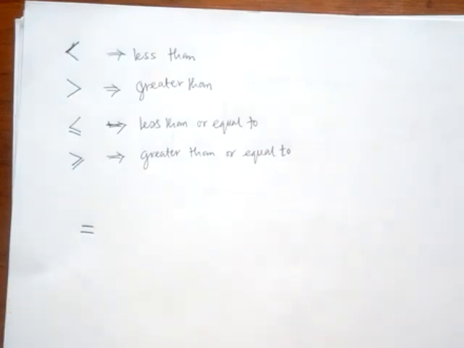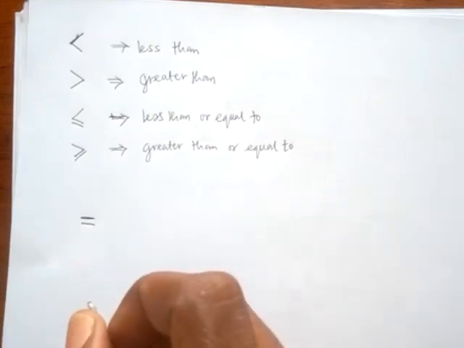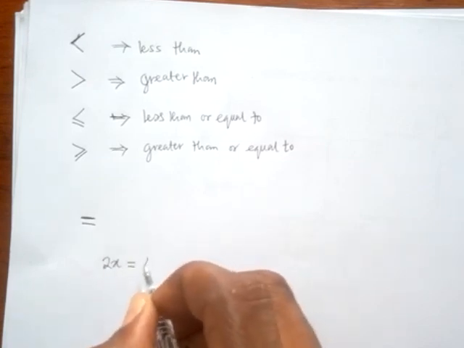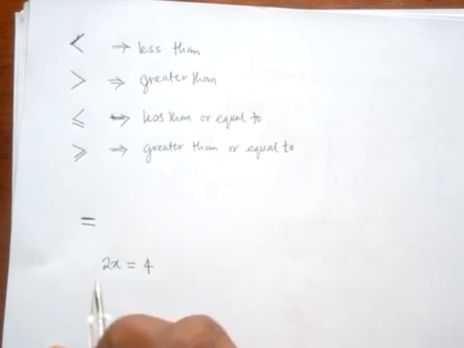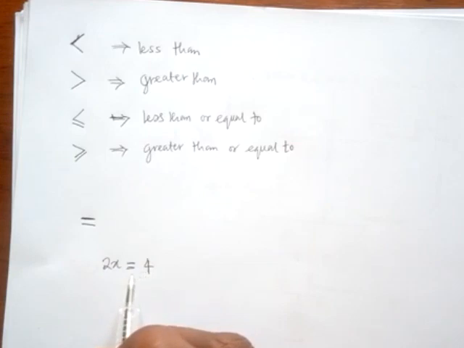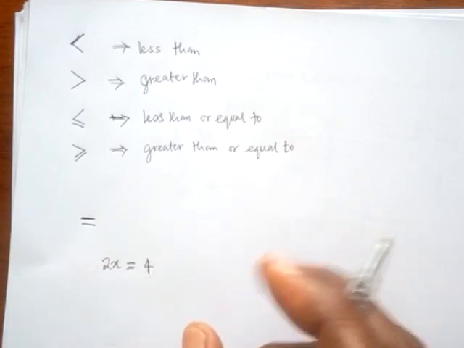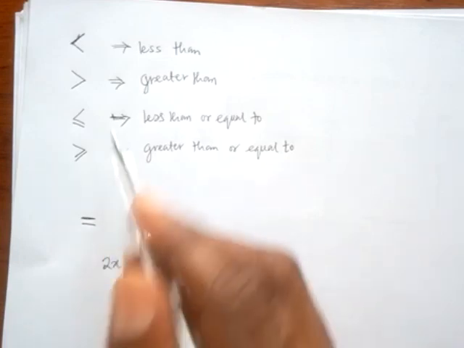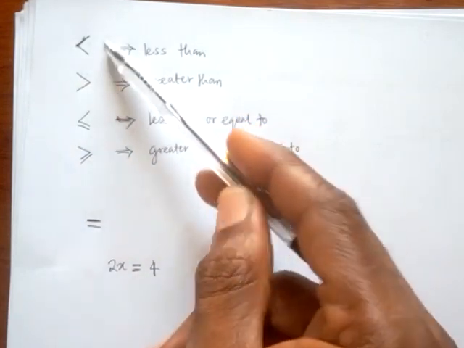The solutions of inequalities are always a range of values. Unlike linear equations where you have, let's say, 2x is equal to 4, for inequalities, you don't have an exact answer. The answer or the solution is always a range of values. So we said the equality sign is replaced with any of these inequality signs.